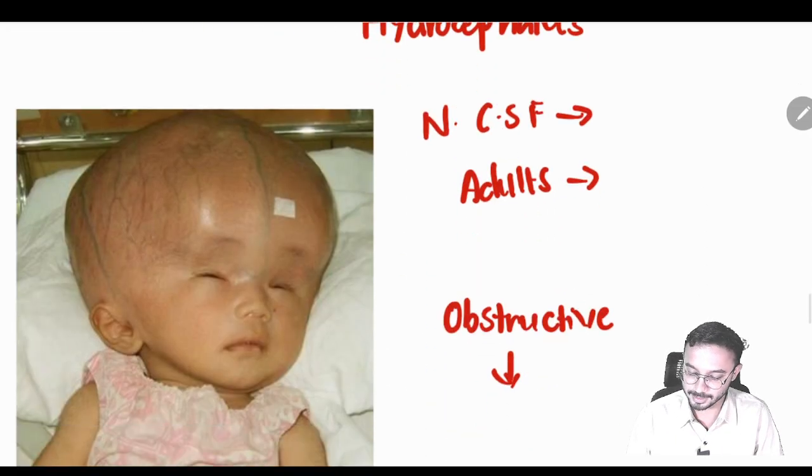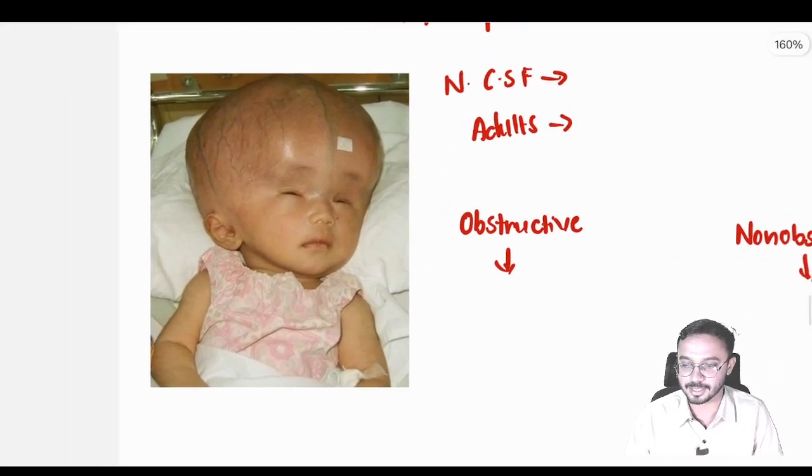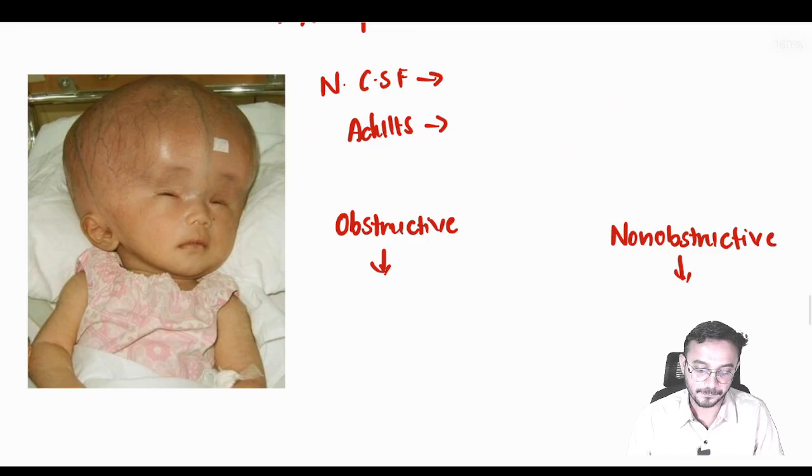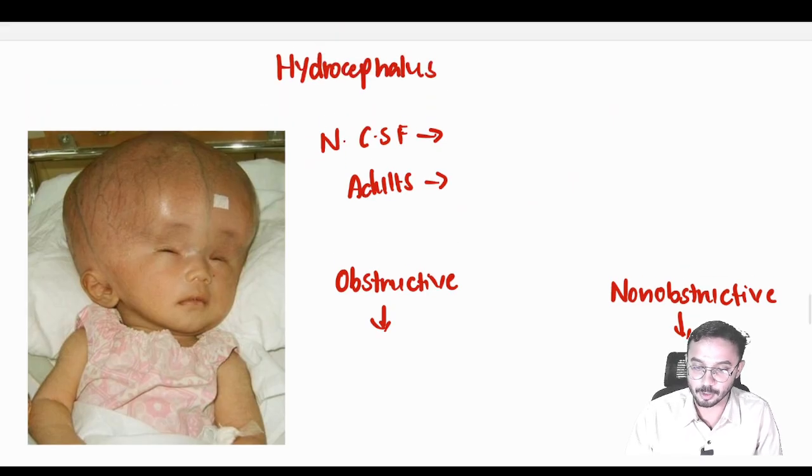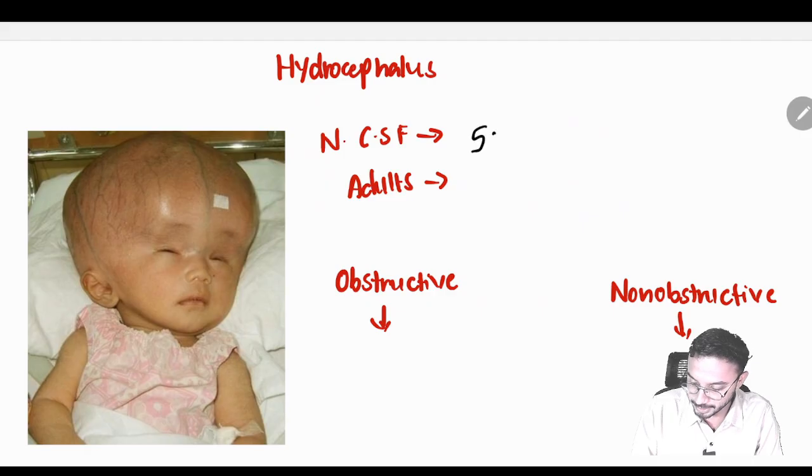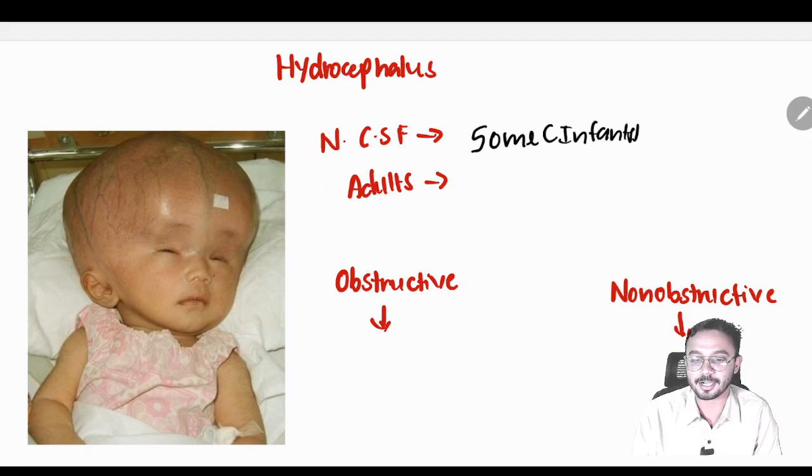And look at this. Yes, this is a hydrocephalus baby. What actually happens normally? Tell me what is the normal CSF volume in an infant? 50 ml. In whom? In infants. Look at the head of the baby, it is bulged over here. In an adult, that is 150 ml. There are two types of hydrocephalus.